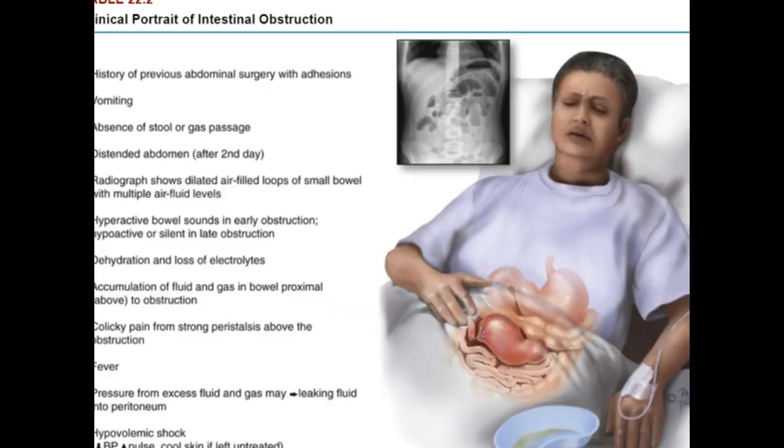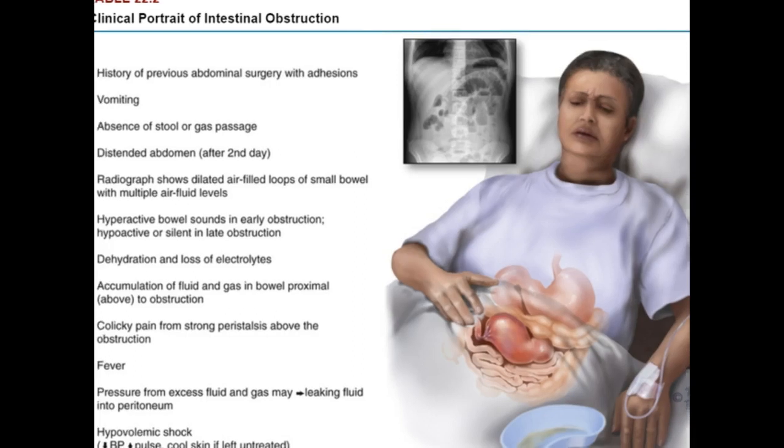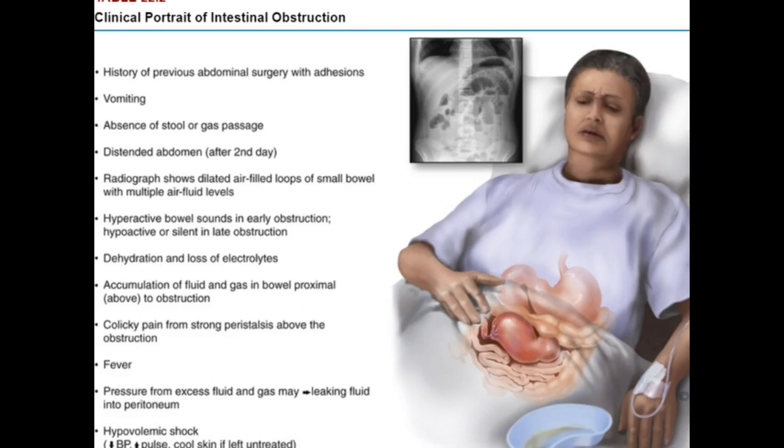The last condition I want to discuss is the clinical portrait of intestinal obstruction. Some of the key symptoms that you're going to see in your client would be things like nausea and vomiting, cramping, and abdominal pain. Very likely they are going to have abdominal distension, particularly by day 2, so a lot of the things that we talked about previously. They're also likely to have fever.